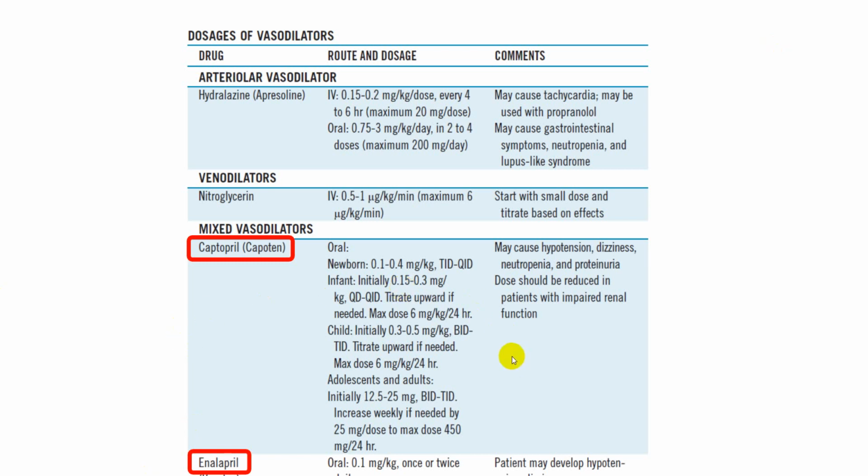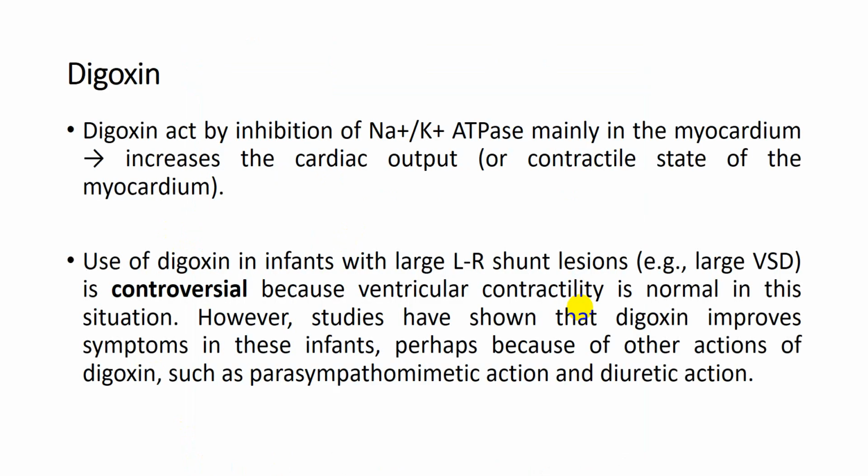It is important to know that an important possible side effect of the ACE inhibitor is hypotension. So take care of first dose hypotension when you use ACE inhibitors. Another drug is digoxin, which acts by inhibition of sodium-potassium ATPase, mainly in the myocardium, leading to increased cardiac output and increased contractility.